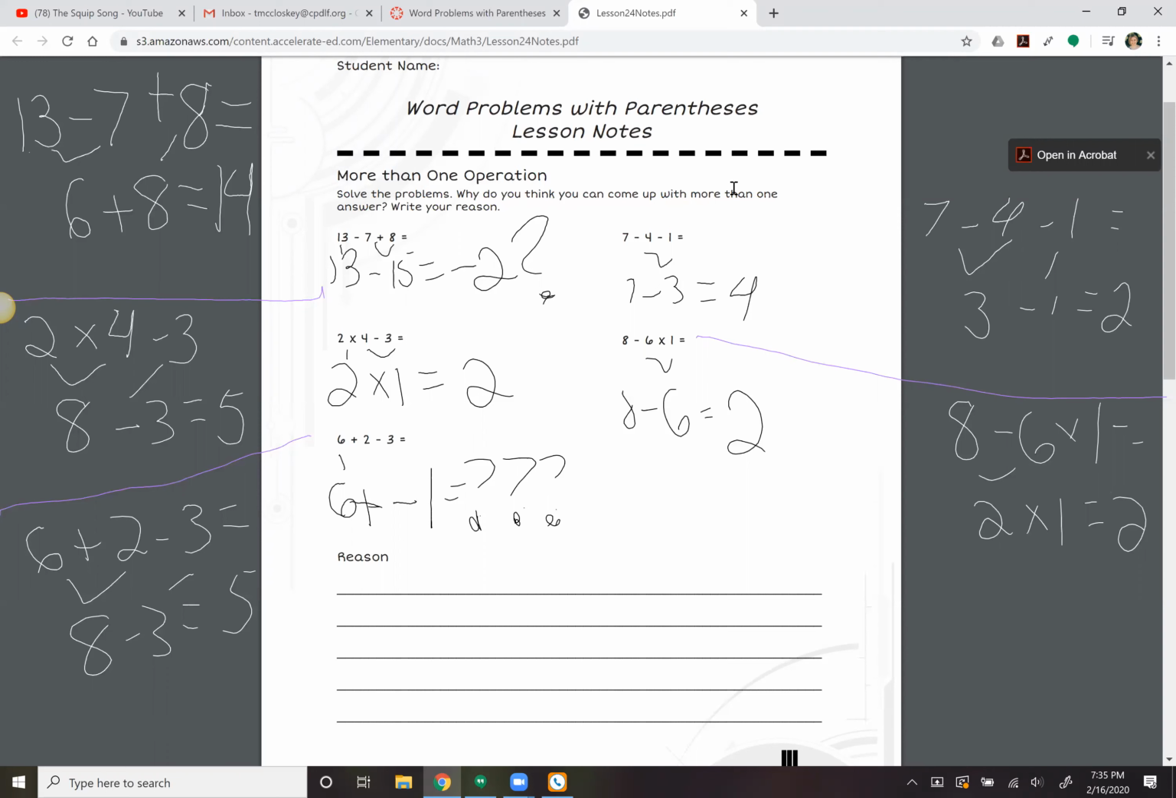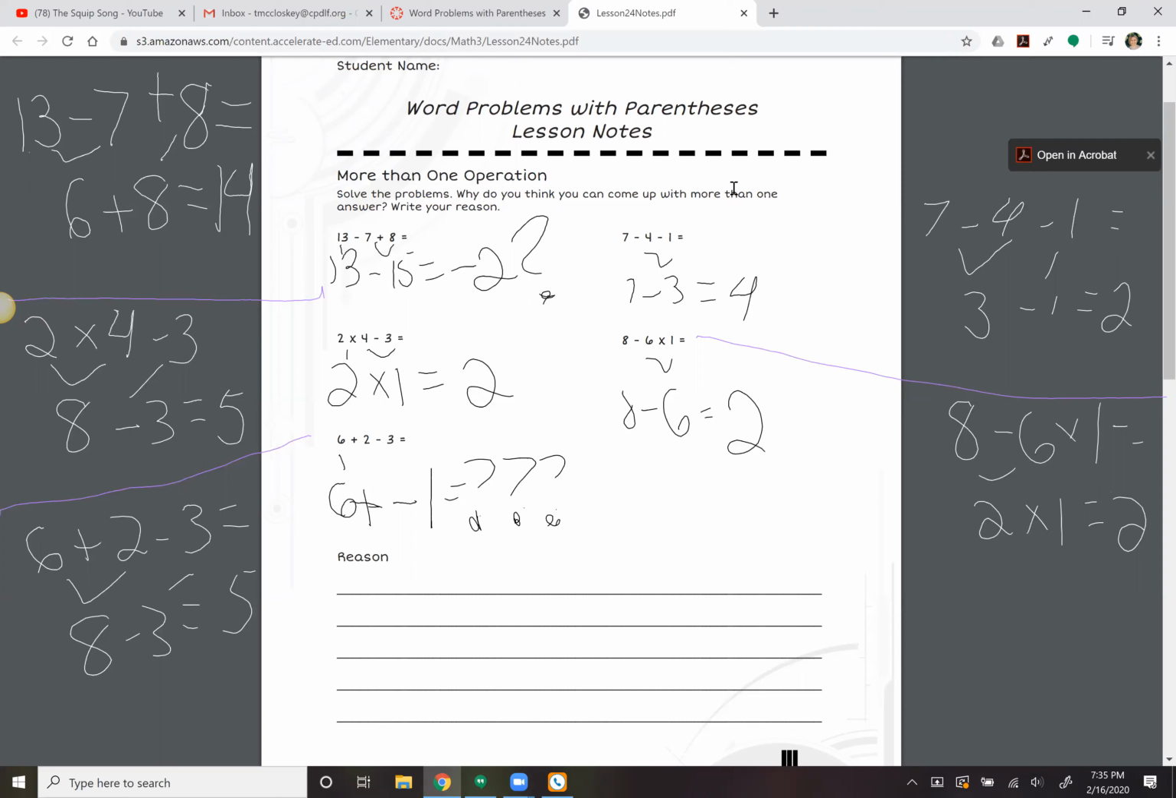So what the heck? So another one that I did, 2 times 4 minus 3, I multiplied 2 times 4 to get 8. Then I subtracted 3. So 8 minus 3 equals 5. Then another way I tried it was 4 minus 3 equals 1. 2 times 1 equals 2. So 5 and 2 are nowhere near each other.